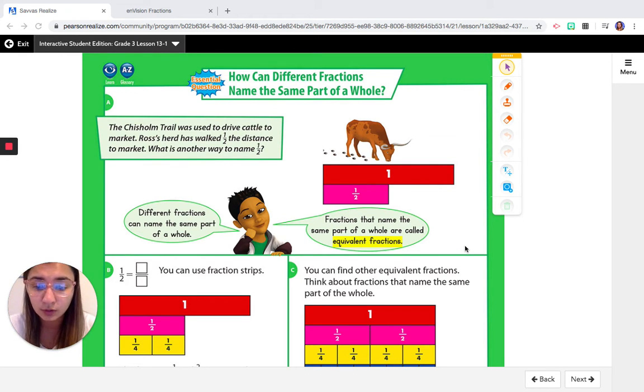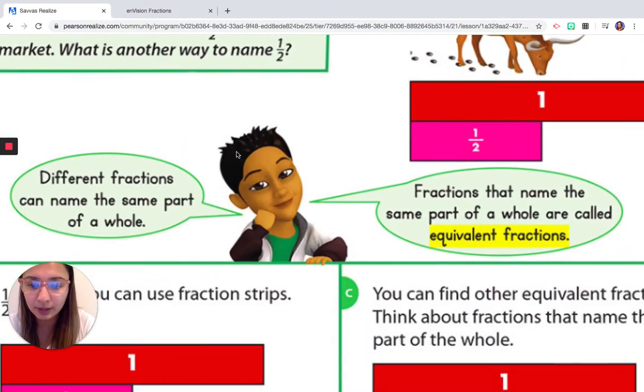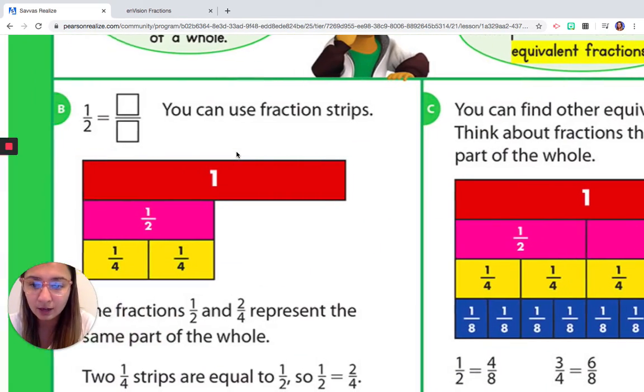Today we're going to start off with the essential question, which is how can different fractions name the same part of a whole? The question says, the Chisholm Trail was used to drive cattle to market. Ross's herd has walked 1/2 the distance to market. What is another way to name 1/2, or what is an equivalent fraction to 1/2? Different fractions can name the same part of a whole, so that's what we are going to do. Let me zoom in a little bit. Here we go. We're going to start with B, I guess.